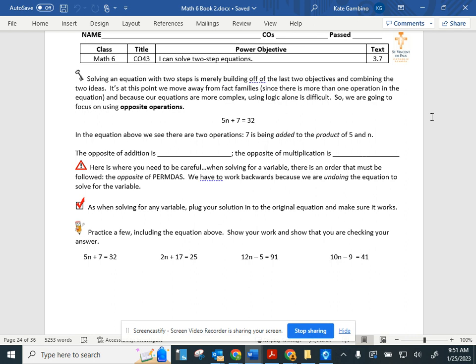At this point, we move away from fact families since there's more than one operation in the equation. And because our equations are more complex, using logic alone is difficult. So remember what I said with those earlier ones, it's really easy to look at them and say, oh, I know that n plus 5 equals 13, n must be 8, because 8 plus 5 equals 13. Did it all in my brain.